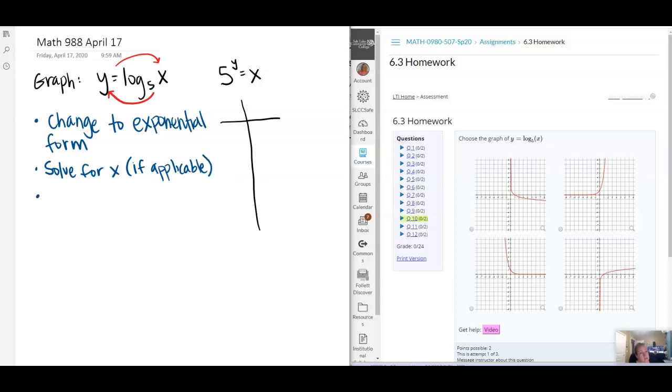And then after that, you're going to pick y's, and this is what's different. Usually with every other graphing that we've done before, we're picking x's and solving for y, but that's going to make it really difficult to try and do it that way. So we want to pick y's, not pick x's. Okay, so pick y's and solve for x.